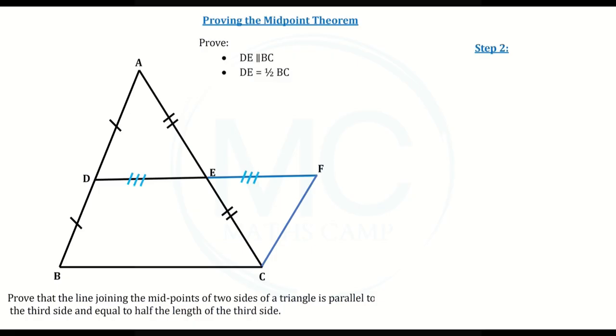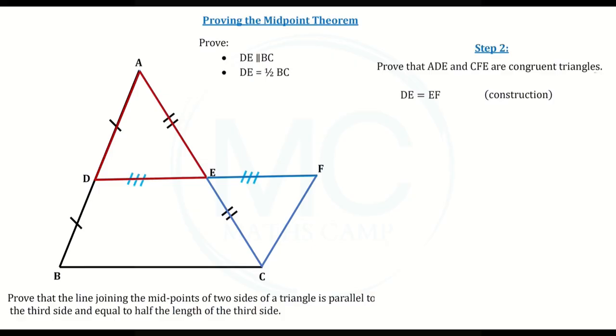For step 2, we need to prove that ADE and CFE are congruent triangles. So let's mark triangle ADE in red and triangle CFE in blue. We've just drawn line EF the same length as line DE. So now we can make the statement that DE is equal to EF. We know that these two lines are the same length because we drew it this way. So as our reason, we use construction.